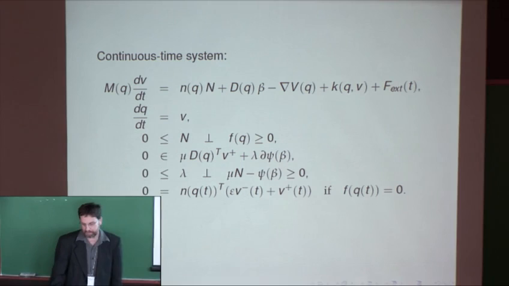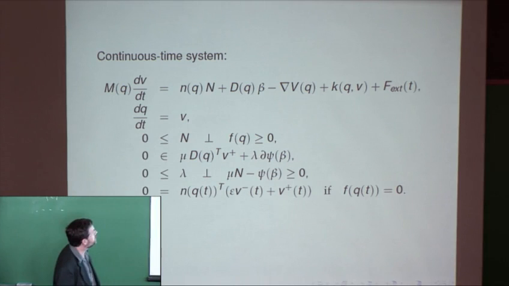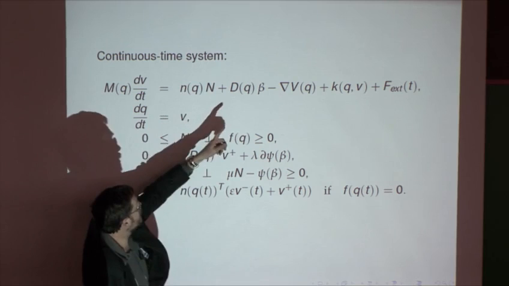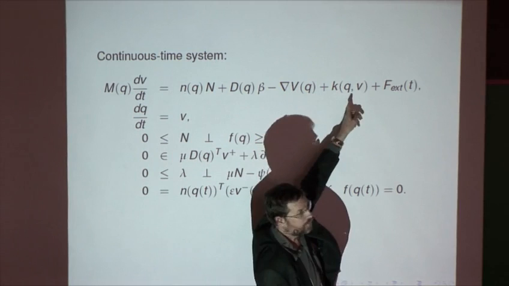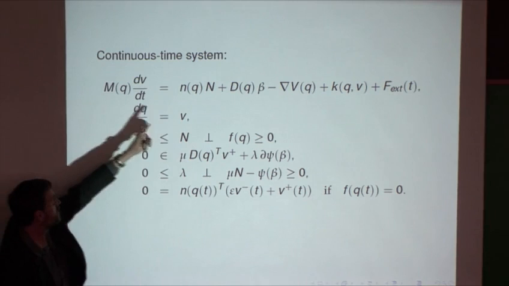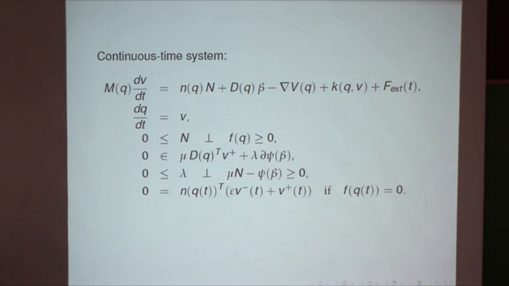Okay. So now you wanted the friction model, so here's the full friction model. Mass times acceleration, we've got the normal contact force, we've got the friction force, the potential energy part, and the Coriolis etc. forces, and we have the external forces. Rate of change of generalized position is the generalized velocity. We have complementarity here. F here is now the, I should have changed that to phi, is now the constraint function.